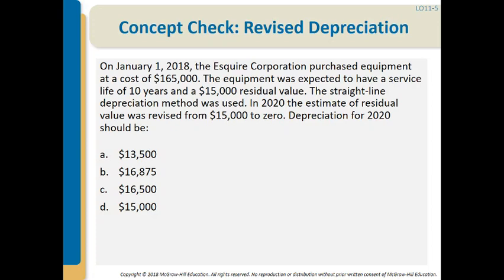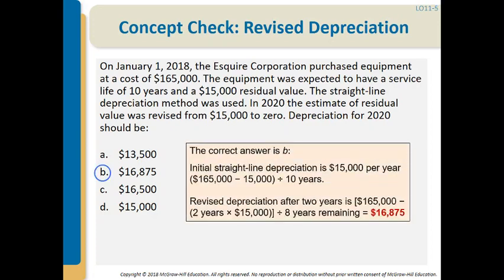So you simply take the book value as of 2020 of 135,000, and you divide it by the remaining useful life, which is 8 years. So 135 divided by 8 is 16,875. So the answer is B.